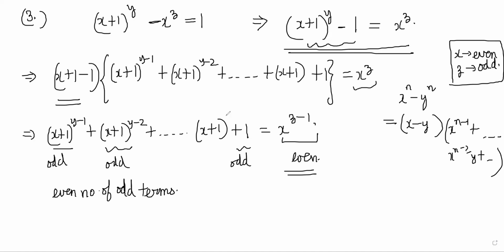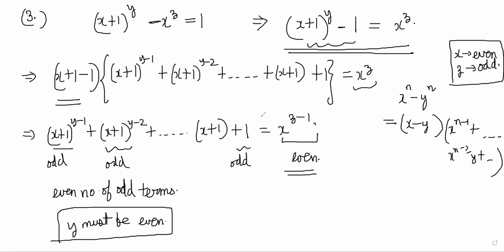And how can this be an even number of terms? The number of terms here is actually y. So then that means y must be even. The number of terms here goes from power 0 to power y minus 1, so the number of terms is y. So y must be even, right?